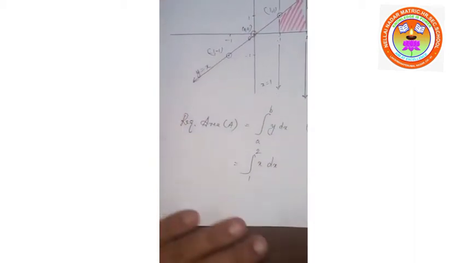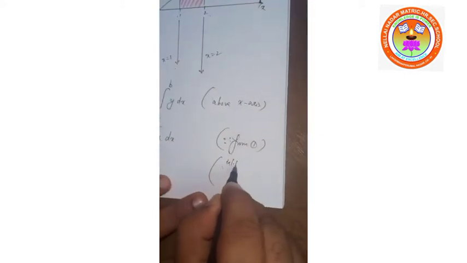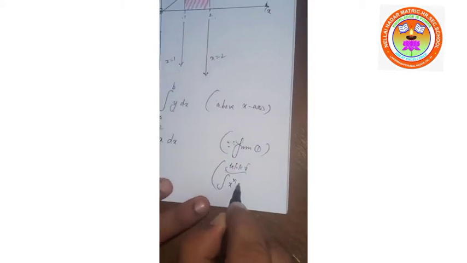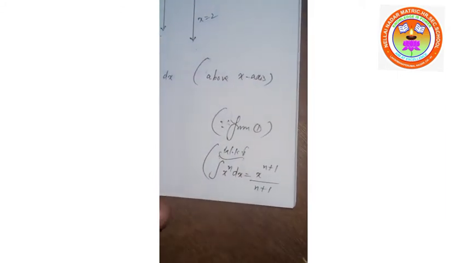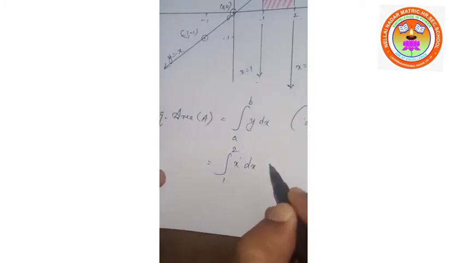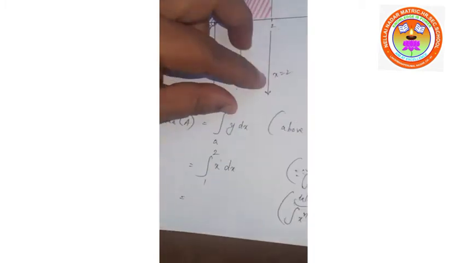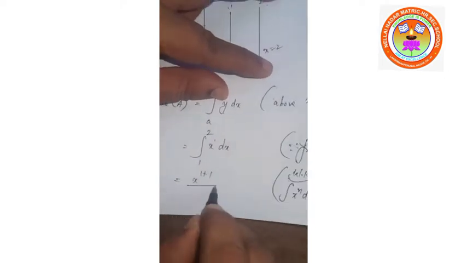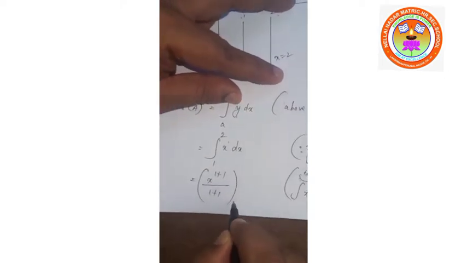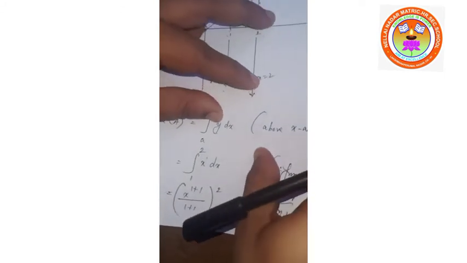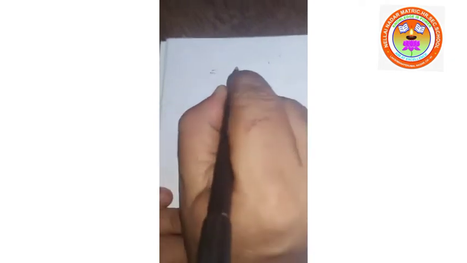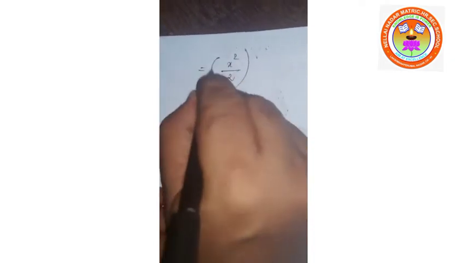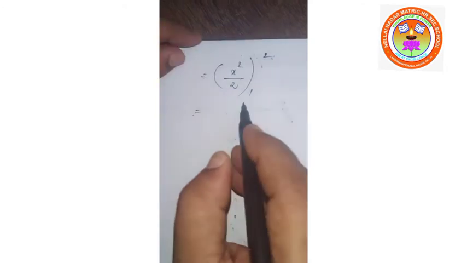Now you have to integrate, very simple one. We know that integral of x power n dx equals x power n plus 1 divided by n plus 1. What is the value of n? 1. So according to that formula, x power 1 plus 1 divided by 1 plus 1. Integration is over. You have to apply the limits: x squared by 2, limit 1 to 2.